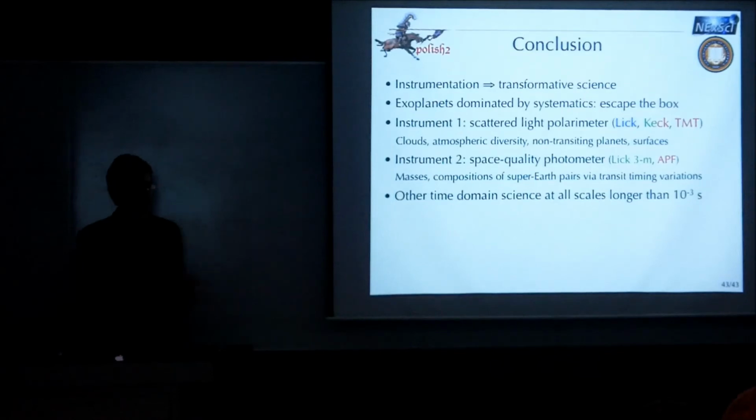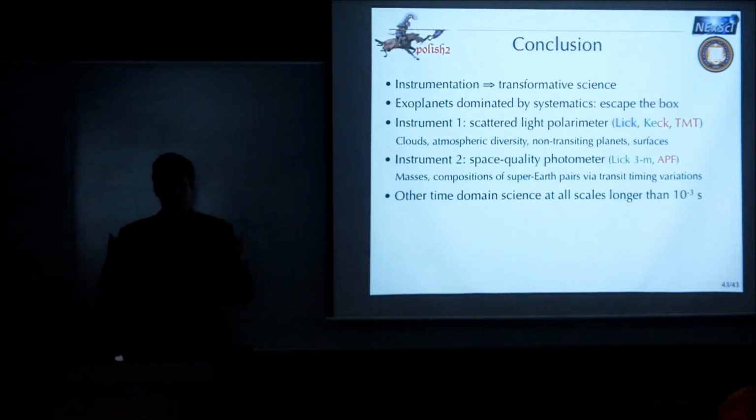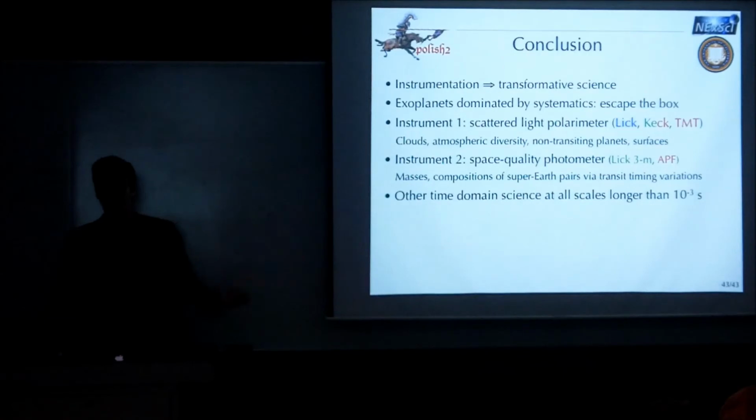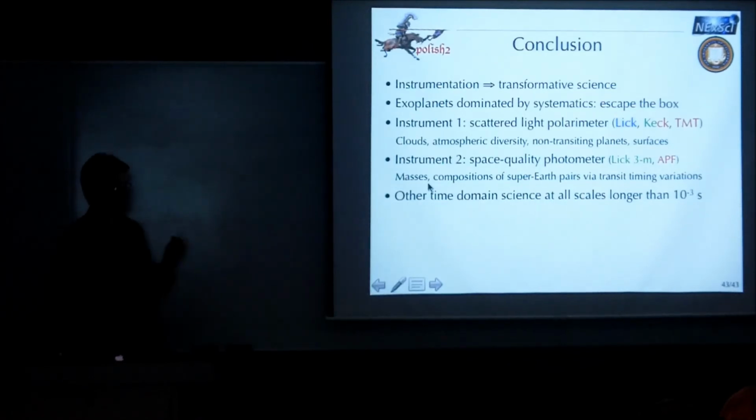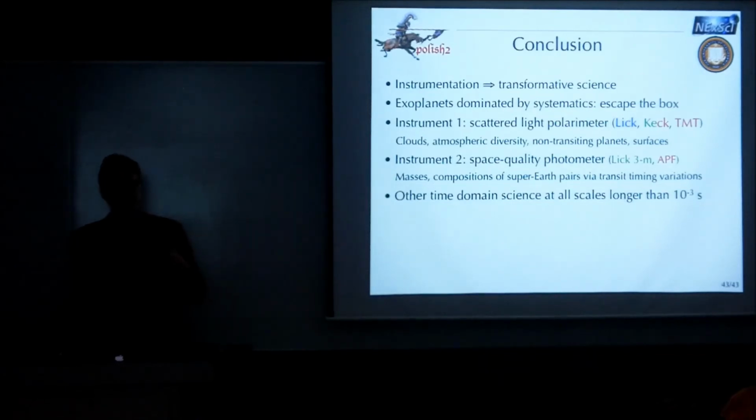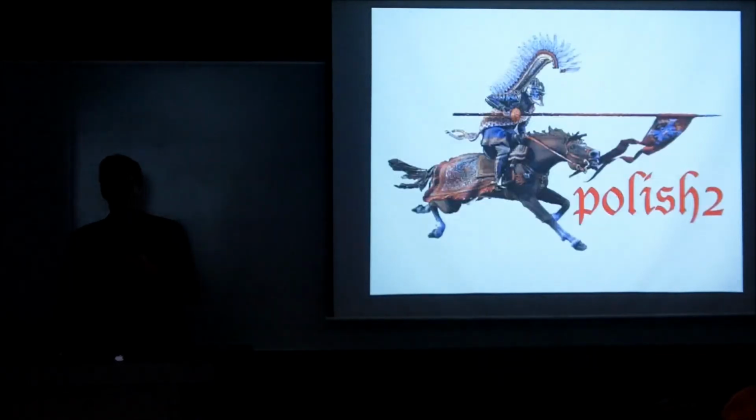We know that exoplanet science is dominated not by photon noise, but by changes in the instrument, so-called systematic effects. So we need to start thinking out of the box to design our instruments to get to higher accuracies. The first instrument I've developed is a scattered light polarimeter. It's mature at the Lick Observatory. The technique is conducive towards a lot of science, studying clouds, studying differences in atmospheres, etc. So I propose to build another instrument, one that should be conducive towards getting the masses of low-mass planets. And there's a lot of other astrophysics that can be done with instruments that push the boundary. So thanks.